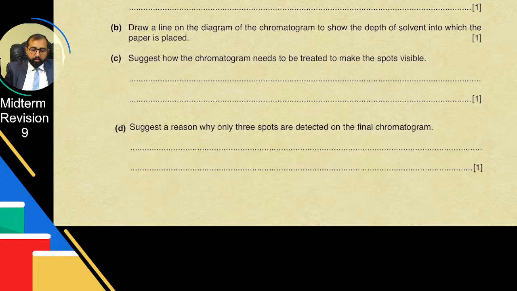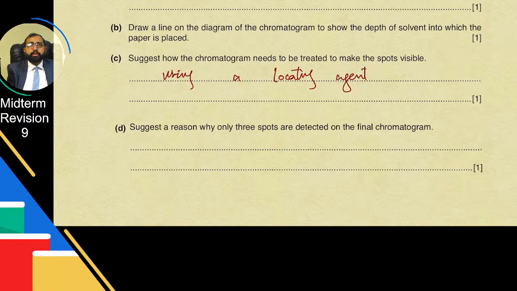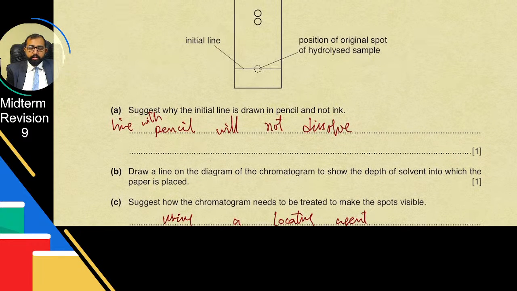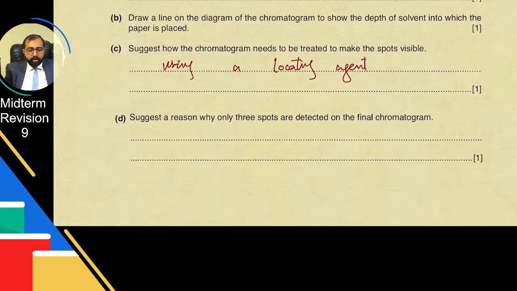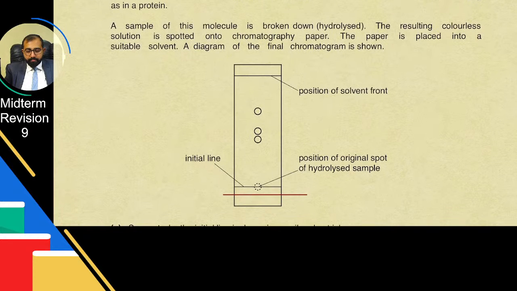Suggest how the chromatogram needs to be treated to make the spots visible. So we'll say using a locating agent. No need to remember the name of a locating agent, just remember it's used to make sure that you can get spots of colorless things. Suggest a reason why only 3 spots are detected on the final chromatogram.